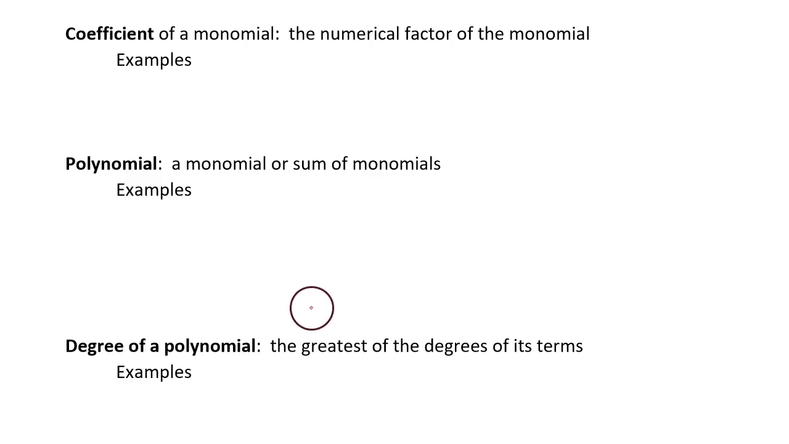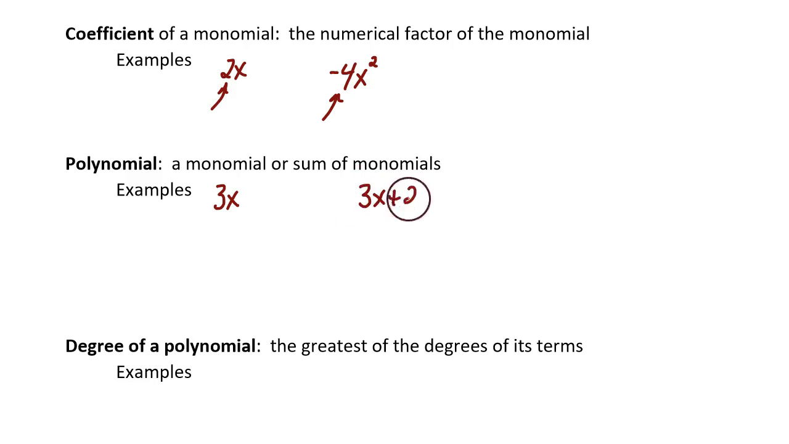Next, let's review the word coefficient. This is the numerical factor of a monomial. Here's a monomial. Its coefficient is the number 2. Here's a monomial. Its coefficient is the number -4. Next, polynomial. This is a monomial or sum of monomials. So any monomial by itself is also a polynomial, like 3x. But now let me make a sum. 3x plus 2, this is a polynomial. Here's another example of a polynomial.